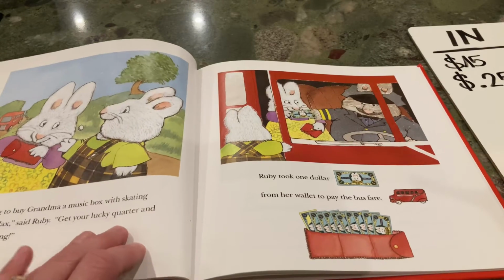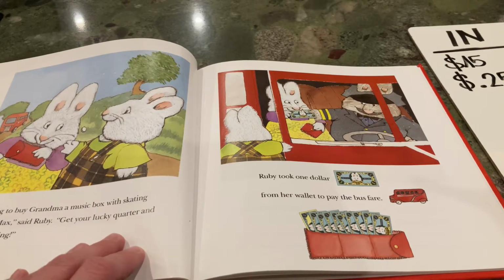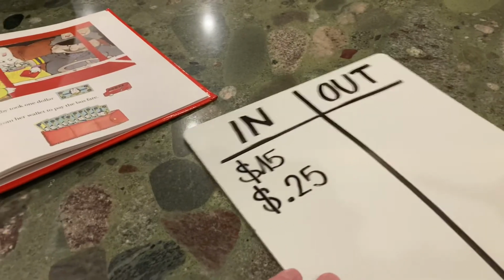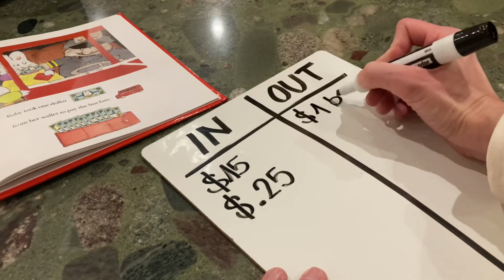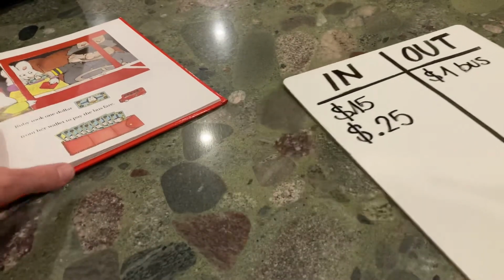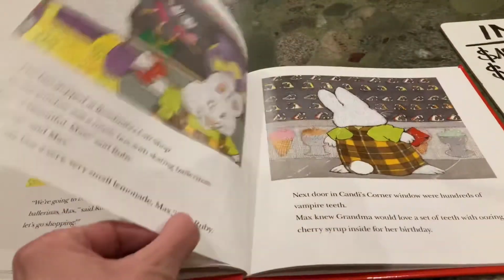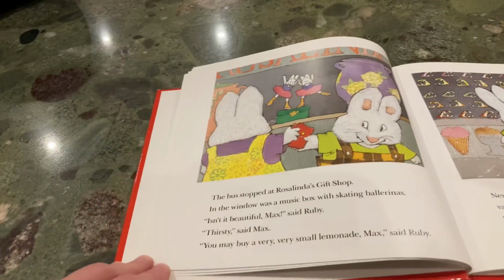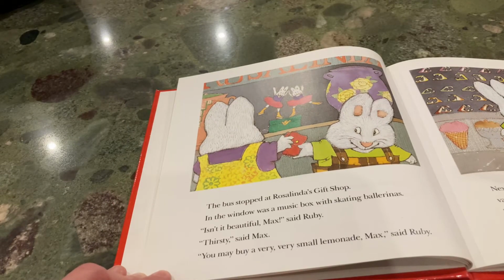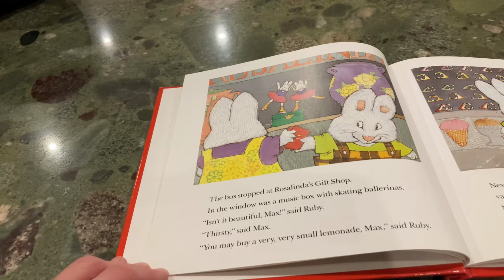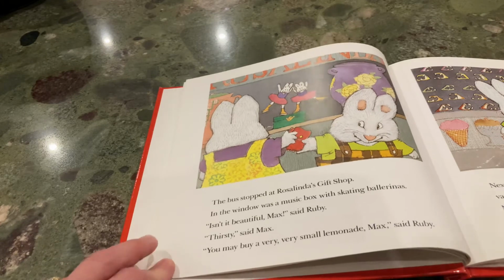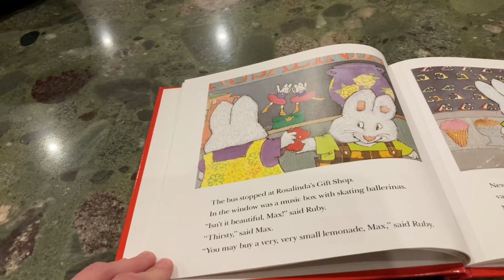Ruby took $1 from her wallet to pay the bus fare. All right, we're going to record that in the "out" column. So $1 bus. The bus stopped at Rosalinda's gift shop. In the window was a music box with skating ballerinas. "Isn't it beautiful, Max?" said Ruby. "Thirsty," said Max. "You may buy a very, very small lemonade, Max," said Ruby.